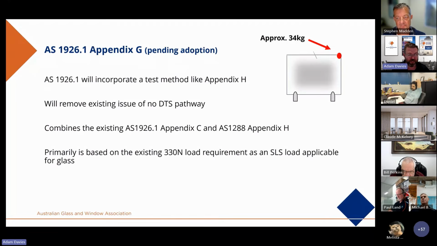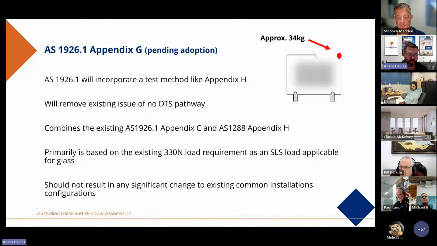So essentially there is an SLS and ULS component to this. The SLS component is the 330 Newton load, and then we factor it up to be an ultimate load, and that's applied to the barrier. Now, importantly, this test methodology should not result in any significant change to common barrier configurations. Obviously, in the cases where there are a limited number of spigots, in the case of spigot-supported glass and the panels are very big, you probably won't pass, but in general, we should not see a move away from conventional toughened panels being used with appropriate support conditions.